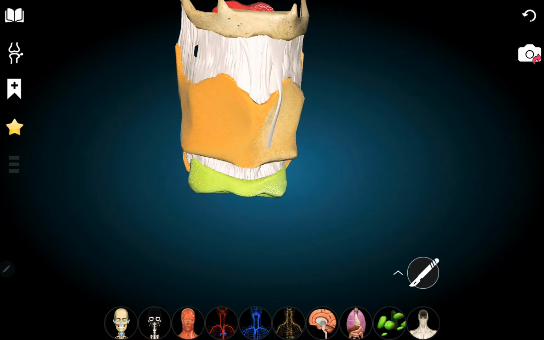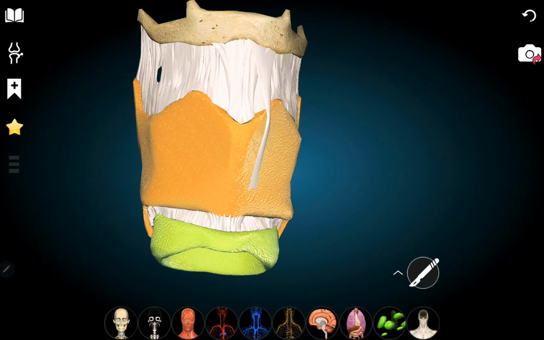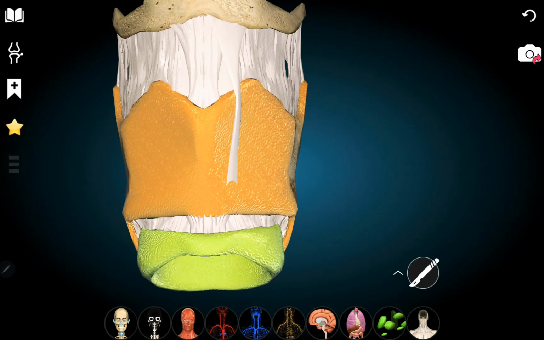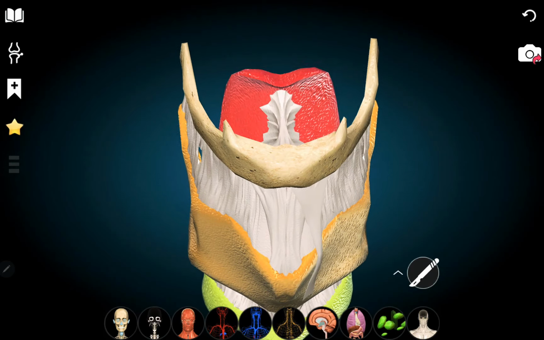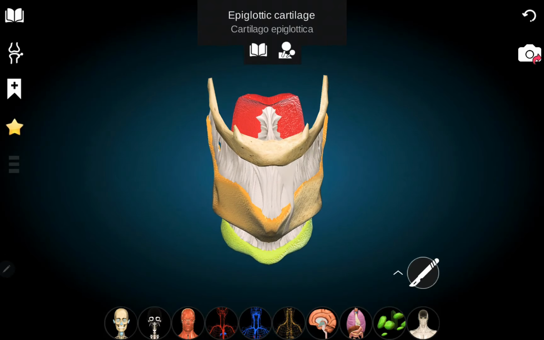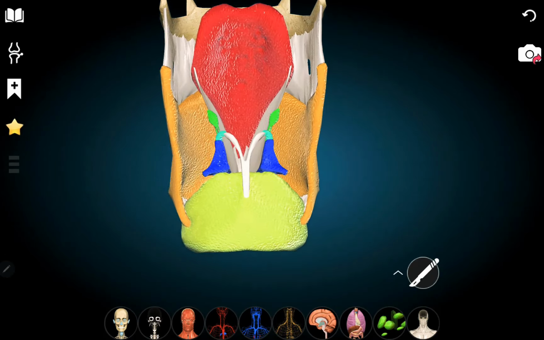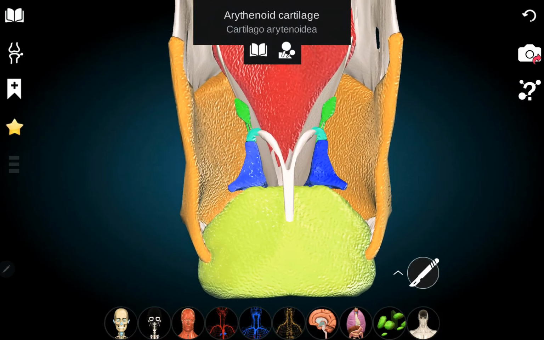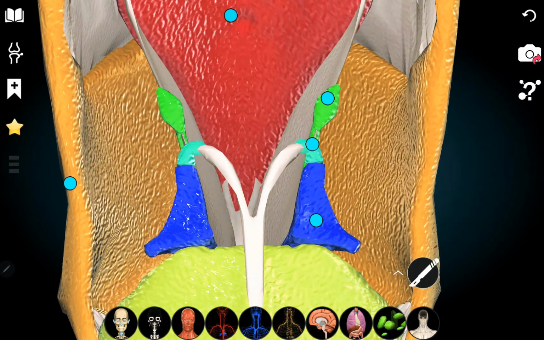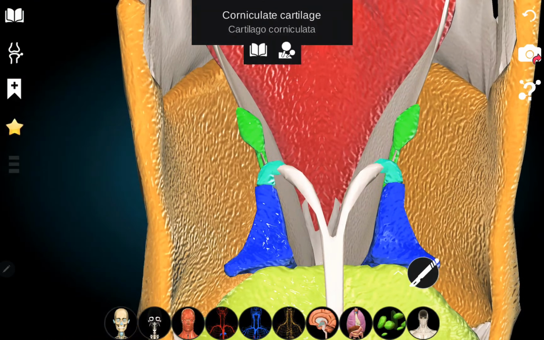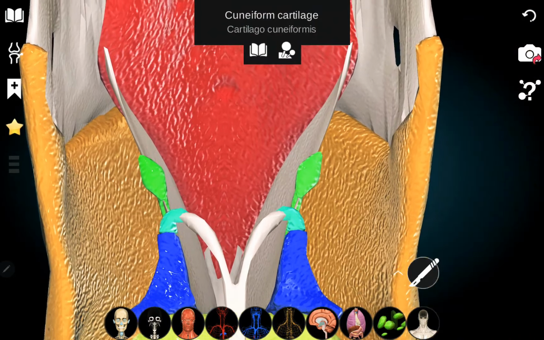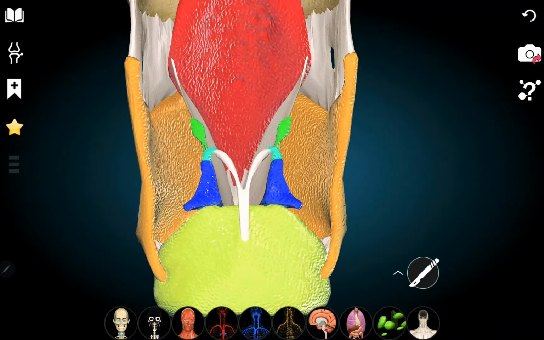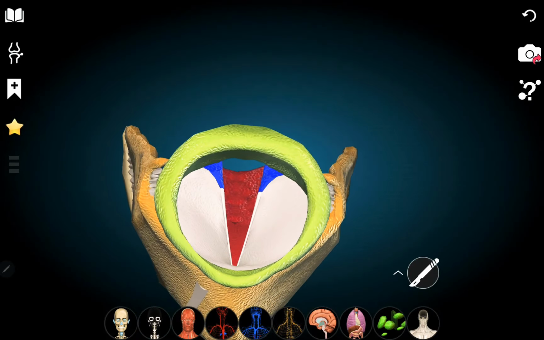So we have studied three unpaired cartilages, which are single cartilages. Unpaired means there is only one of them: the thyroid cartilage, the cricoid cartilage, as well as the epiglottic cartilage. We have also seen the paired cartilages on the posterior aspect of the larynx. These are the arytenoid cartilages, pyramid shaped, blue color. On the apex of the arytenoid cartilage, we have got the corniculate cartilages, basically conical nodule like cartilages. And on the top of the corniculate cartilage, you can appreciate the small rod like cuneiform cartilages. And you can also appreciate the vocal cord, guys, from here.